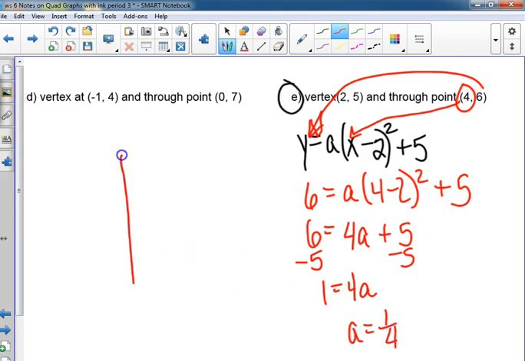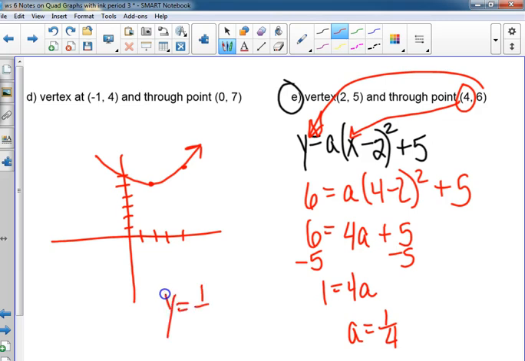Okay, so if I were to think about sketching this, it's over at 2 up 5. And at 4, it's only up to 6. So that's seeming pretty flat, guys. Does a 1/4 seem like it would be appropriate? Okay. So final answer, 1/4 times (x minus 2) squared plus 5. So you guys could do D or one like that on homework.